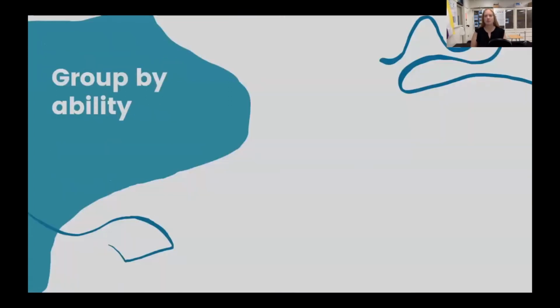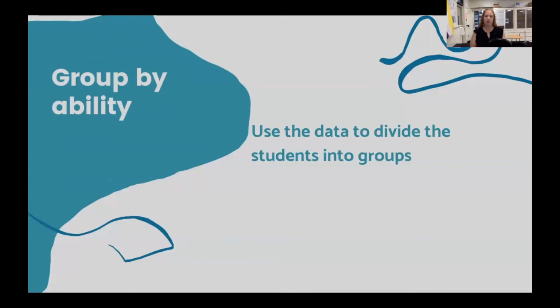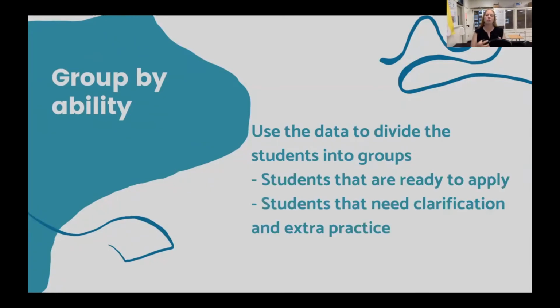When we're grouping by ability, here's what I would do. I would use the data to put the students into different groups. I would have a group of students that are ready to apply. That means they probably scored an 80% or higher on that quiz. They've got the basics, they've shown their understanding. They're ready now to go a little deeper, to apply that knowledge, to start working with that topic.